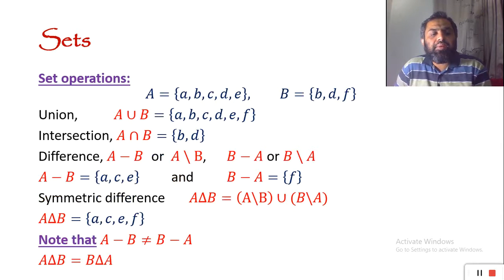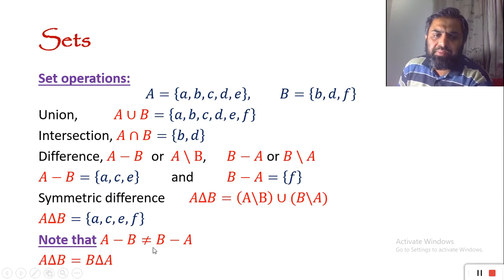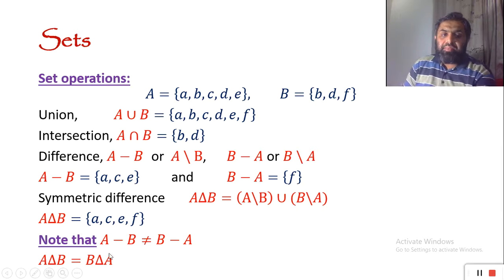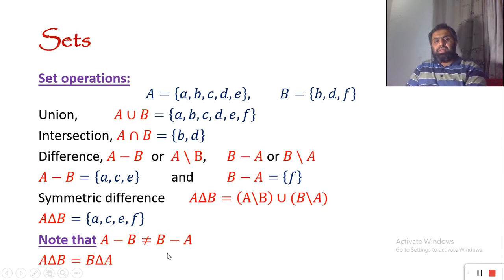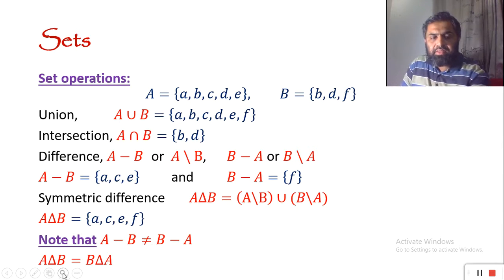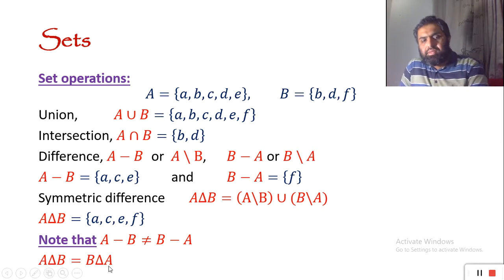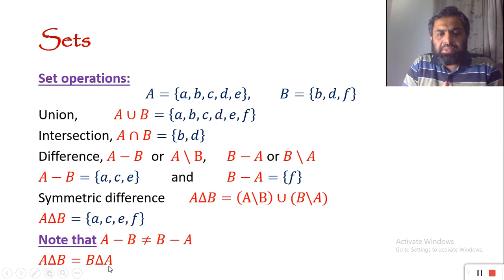So over here, an important thing to note about the differences is A minus B is not equal to B minus A. However, symmetric difference, A delta B, is the same as B delta A. That's why it's called symmetric difference, because it doesn't matter whether you take A delta B or B delta A. We just have to see at what points both sets are different.